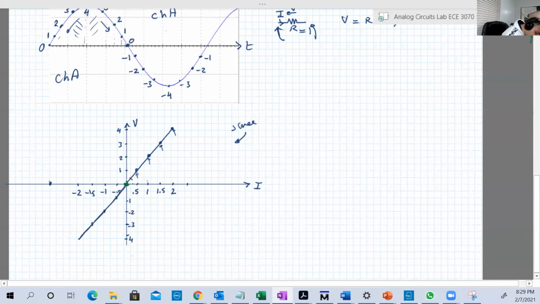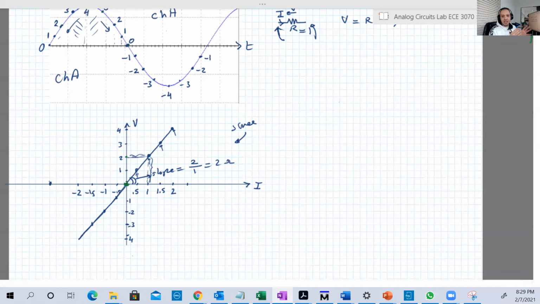What is the slope here? Basically just take any point. So here is 2, here is 1. So the slope is 2 by 1, which is 2 ohms. This is of course not our example. In our example, we should see 1 kilo ohm as a slope. But this is simpler with simpler numbers.